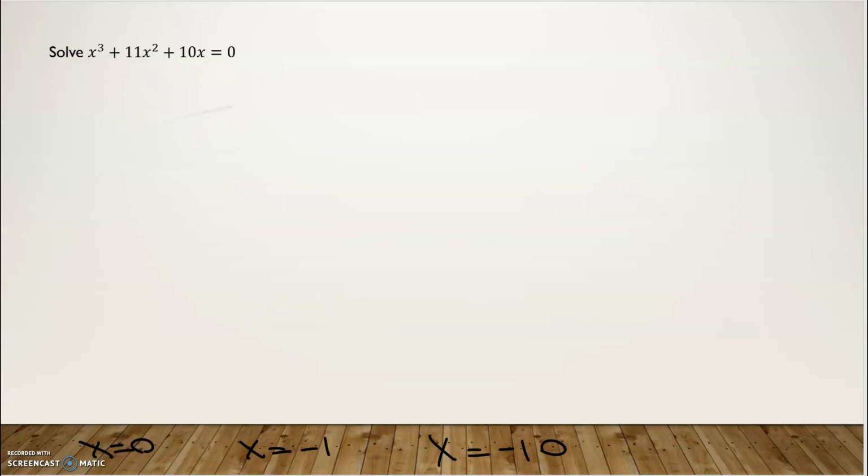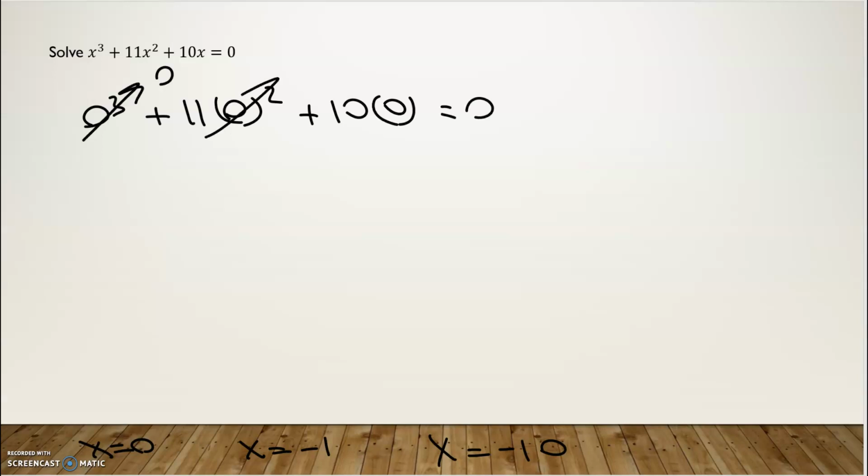Okay, so let's check x equals 0. So 0 cubed plus 11 times 0 squared plus 10 times 0 equals 0. Well, this goes to 0, this goes to 0, this goes to 0. 0 plus 0 plus 0 is 0, so 0 equals 0. So x equals 0 is one of my answers.